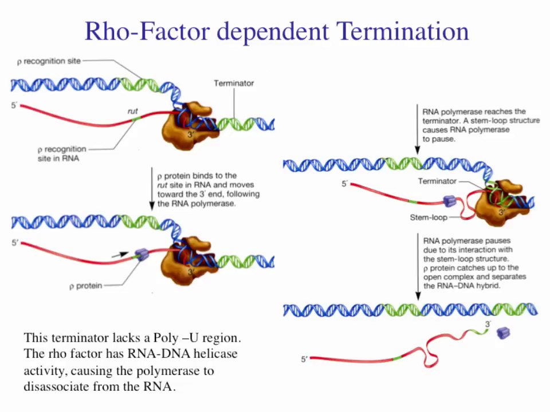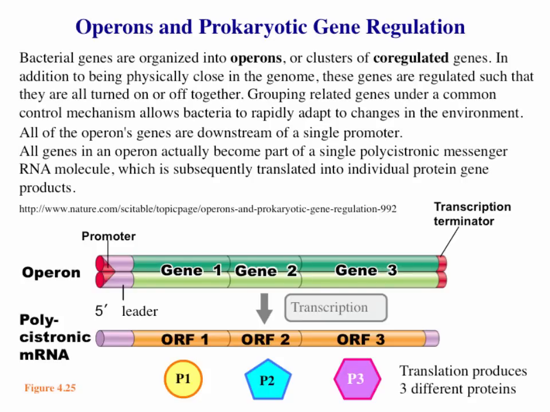Most likely what the book is going to mention is just Rho independent. But when you start doing your own research and reading papers and in other classes, you may be exposed to both Rho dependent and Rho independent termination in bacteria. So I'll end with this last slide here.